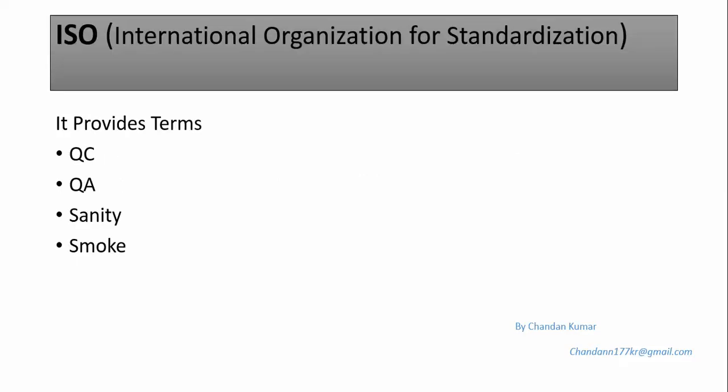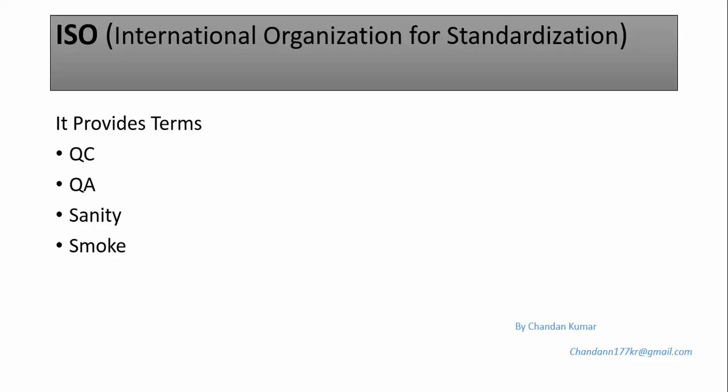What is ISO? International Organization for Standards. It is an organization, and none of these are from India, of course. Most of these are from the US or Europe, mostly from Europe, that provide these standards. ISO provides terms. The terms that we use, like QC meaning quality control, or QA, sanity, smoke, and things like this. These terminologies are provided by ISO.